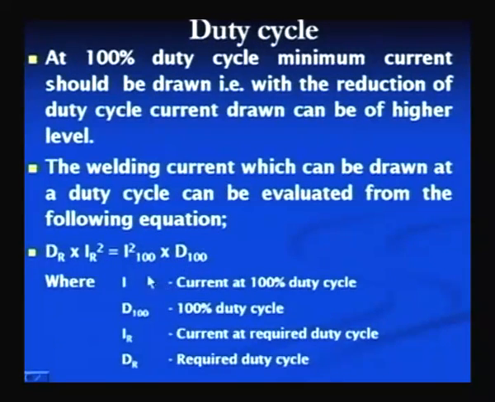So the product of the current squared and the duty cycle at 100%, and the product of the current squared and the duty cycle at the required value, these 4 values are used to determine the current which can be drawn from the power source at a given duty cycle, if we know the current which can be drawn at 100% duty cycle. Or if we know the current which can be drawn at a given duty cycle, then the current which can be drawn at 100% duty cycle can also be determined. So, this will be more clear from a numerical problem which is there in the next slide.